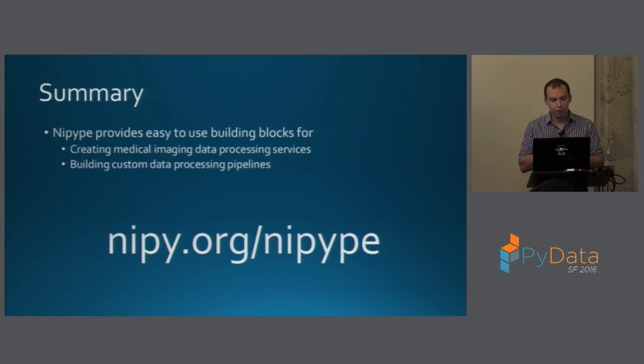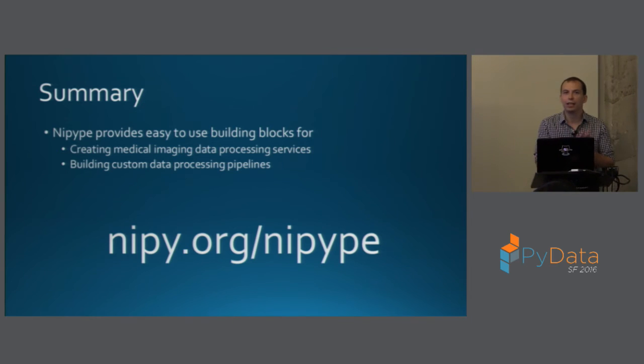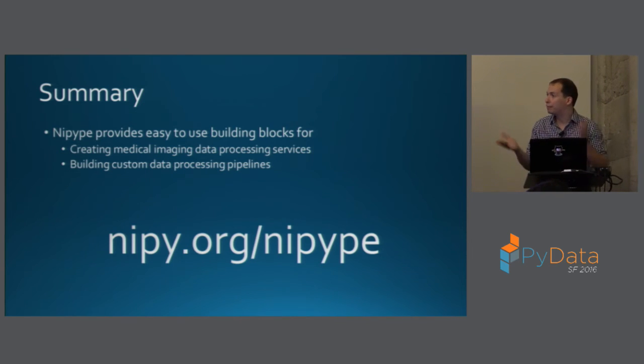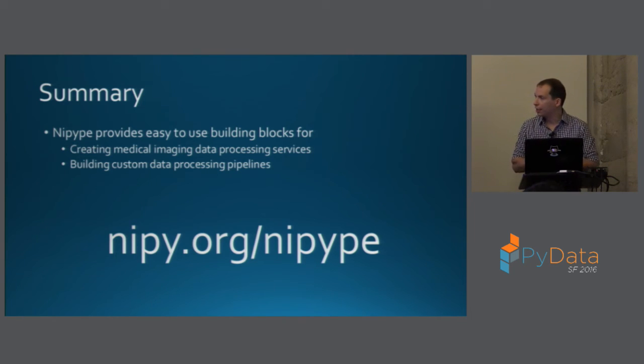Well, that'll be all from me. I hope that with this little introduction, I explained a little bit about the different types of data we're dealing with in neuroimaging and showed you that Nipype is a useful tool for creating your own data processing services or medical apps, but also good for writing your own workflows and pipelines. If you want to learn more, go to nipype.org/nipype.